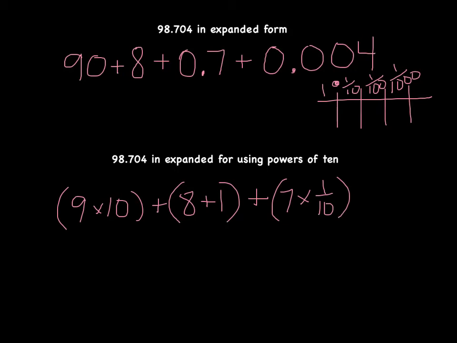And there's nothing in the hundredths place, so again we don't have to really be concerned with that. The 4 is in the thousandths place, so we have 4 groups of 1,000th. And really, whether you look at expanded form or expanded form using powers of 10, the values are what we're focusing on in expanded form.